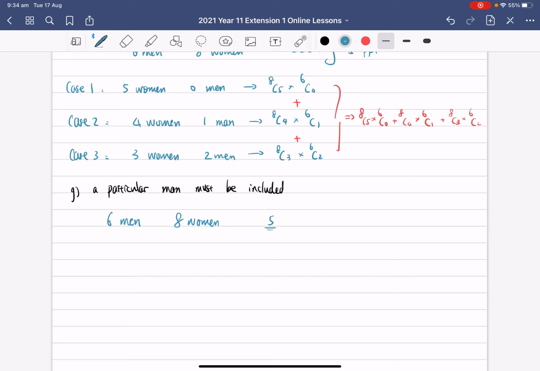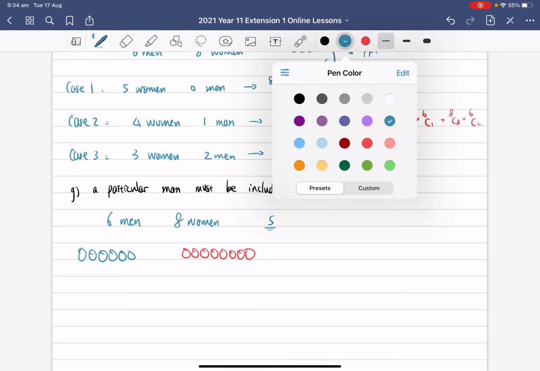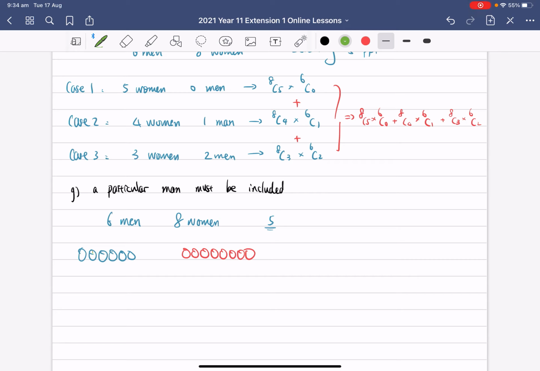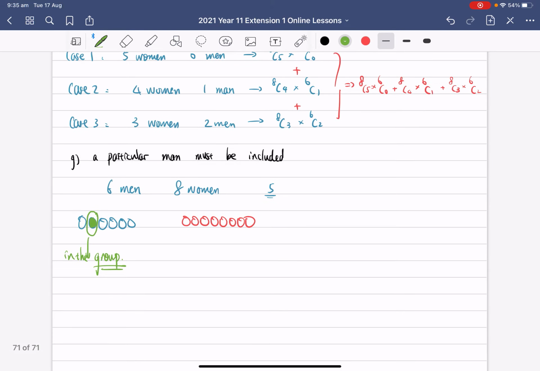If you think about this, we've got 1, 2, 3, 4, 5, 6 men and 1, 2, 3, 4, 5, 6, 7, 8 women. Think about it this way, using a diagram to make it easier for the student to see. Let's say this particular man has to be included, so that person is already in the group or in the committee. That means we don't need to select that person anymore. Previously we needed to select 5, now we only select 4 because that person is already in the group.